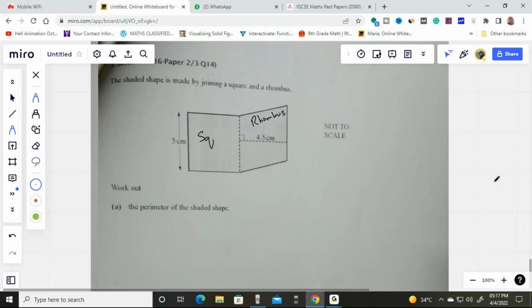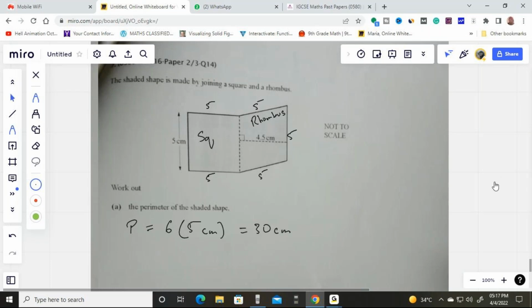So what's such a big deal? You see, it's a rhombus, and in a rhombus all the sides are equal, just like a square. It is a tilted square. So this is also 5, 5, 5, 5, 5. So how many fives are we having now? 6 fives. Right? 6 times 5 is 30. So the perimeter of the shaded shape is 30 centimeters.